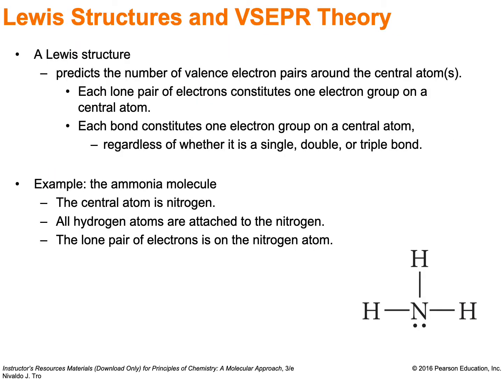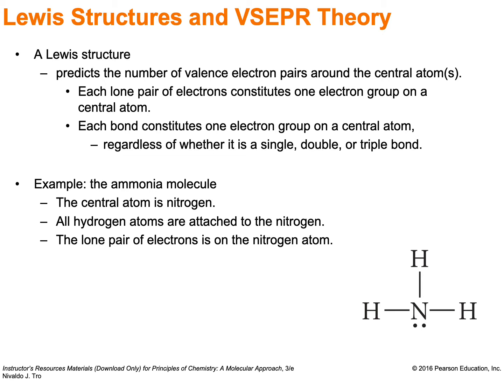In the previous chapter, we learned how to draw Lewis structures. VESPR theory is based on accurate Lewis structures. It predicts the number of valence electron pairs around the central atom. Each lone pair around the central atom constitutes one electron group, and each bond constitutes one electron group, whether that bond is a single bond, a double bond, or a triple bond.